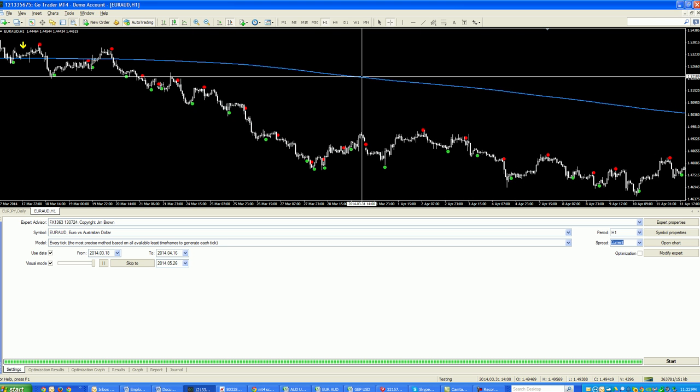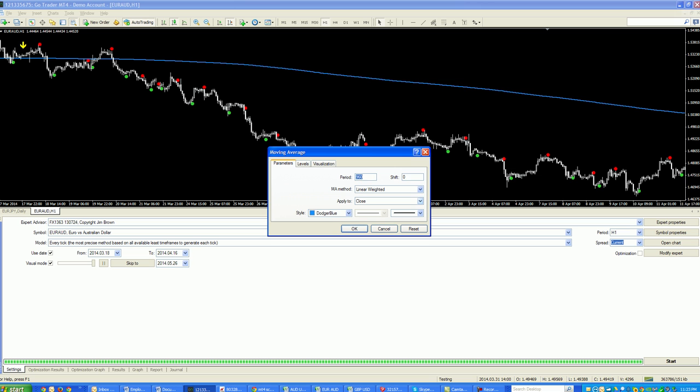That's just a simple moving average, well, it's not a simple moving average, it's actually a linear weighted 960 moving average, just something I use on the 1 hour chart. It's equivalent to the 40 on the daily, which a lot of people use.